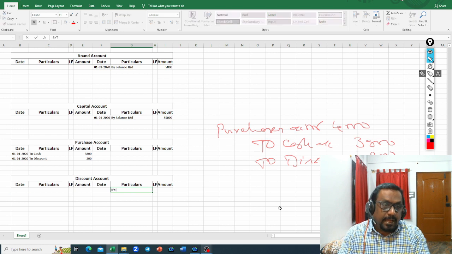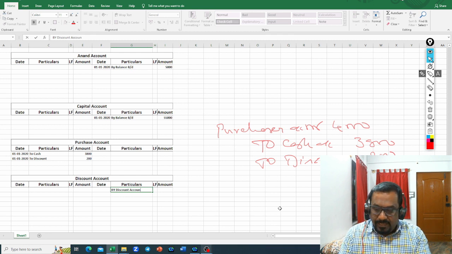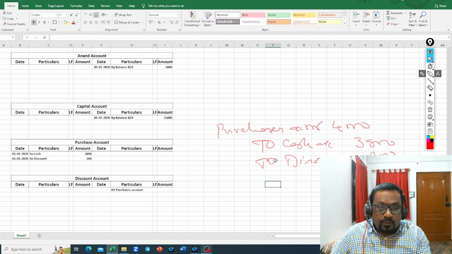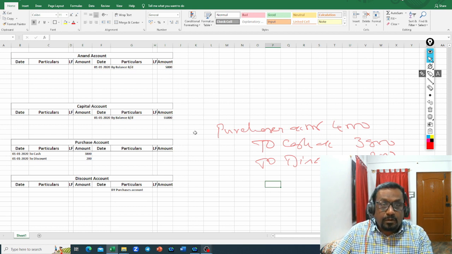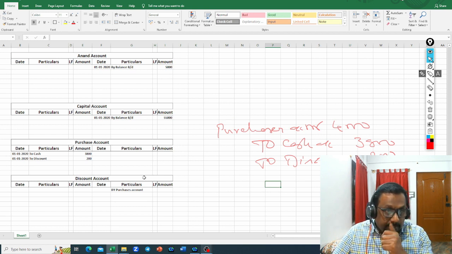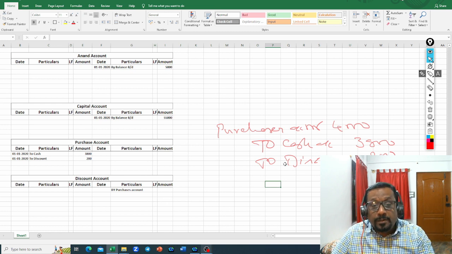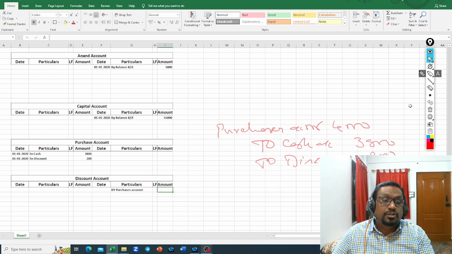On the credit side, when I am writing by purchases account, why am I writing purchase account? Discount is credited, right? Hence I'm writing this on the credit side of the discount account. But when I am writing this on the credit side of the discount account, whatever is left in the purchase account, I need to write here. So by purchase account. But what should be the amount I'm supposed to put? Very important. Purchase account I write, but I should not write 4,000. What am I supposed to write there? Whatever amount I mentioned opposite to the discount account should be mentioned here.